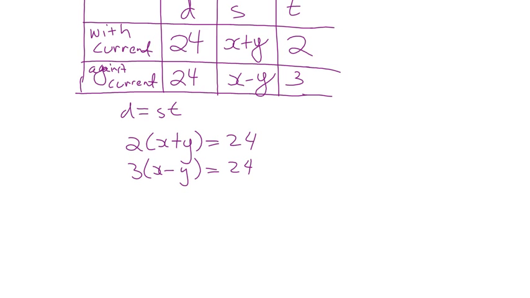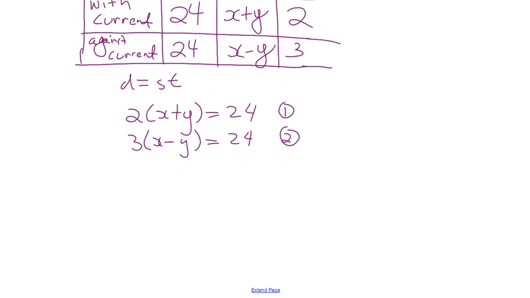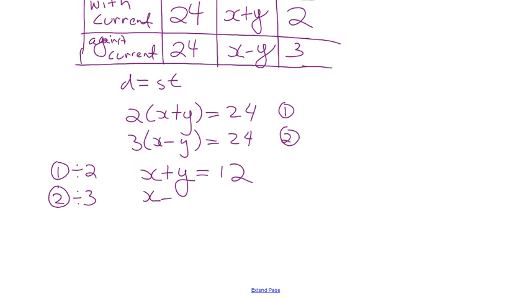Right. Okay, what are we going to do with that? Divide by 2 and divide by 3. Sure, why not? Okay, let's take 1 divided by 2 gives me x plus y equals 12. And we'll take 2 divided by 3 gives me x minus y equals 8.